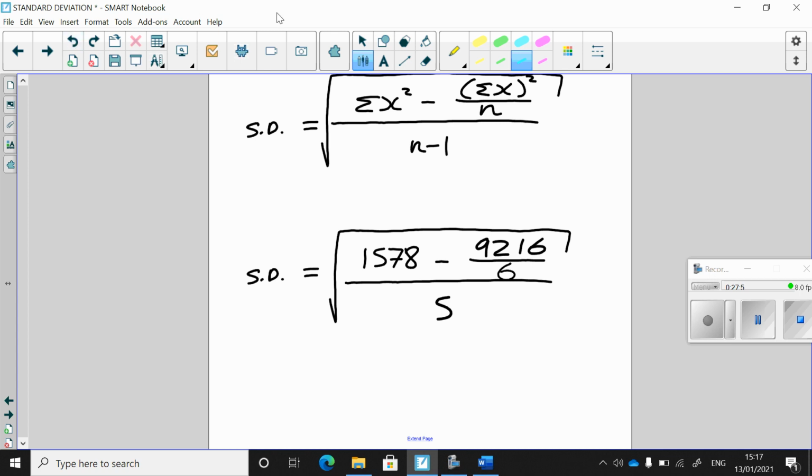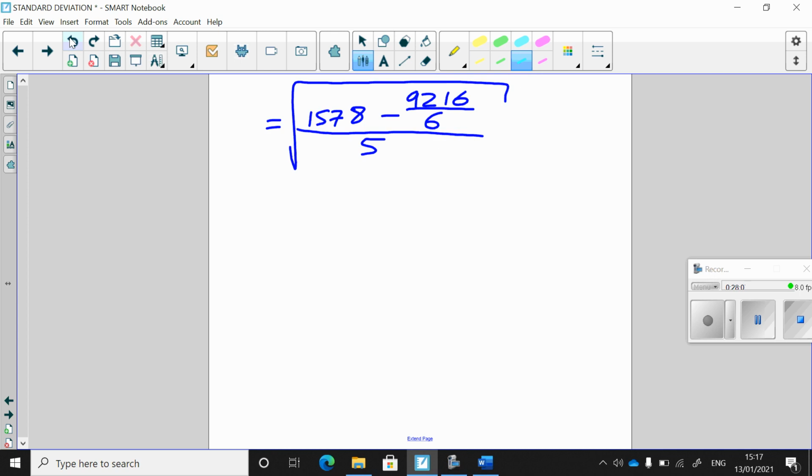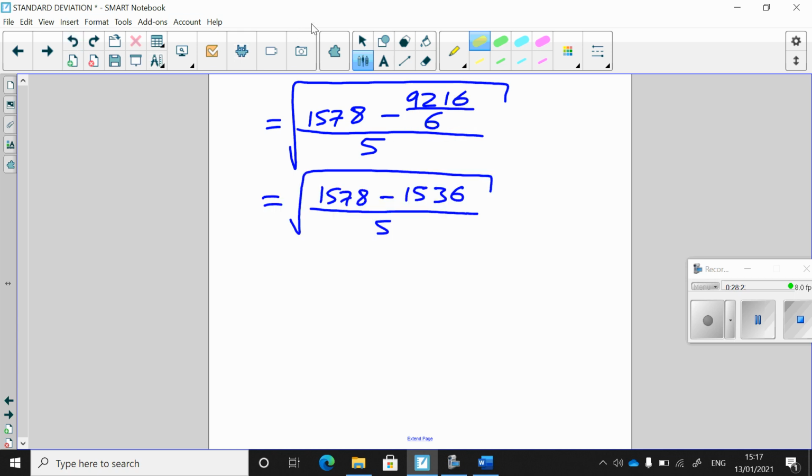I think the next thing I'm probably going to do, because I've got a fraction within a fraction, I'm going to take care of the 9216 divided by 6. I'll sort that out to get one number that will be 15 something something. Right, I've taken on a new page. That's fine. I'm allowed to. It's my game. So I'm going to divide that now. 9216 divided by 6, I get 1536.